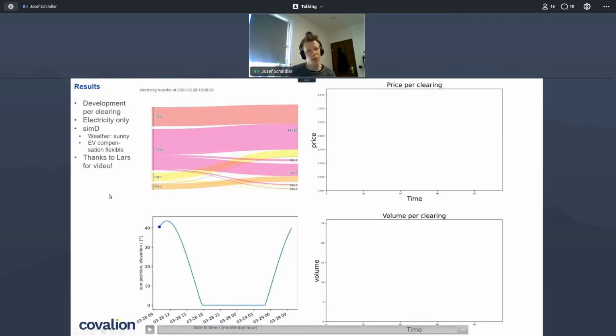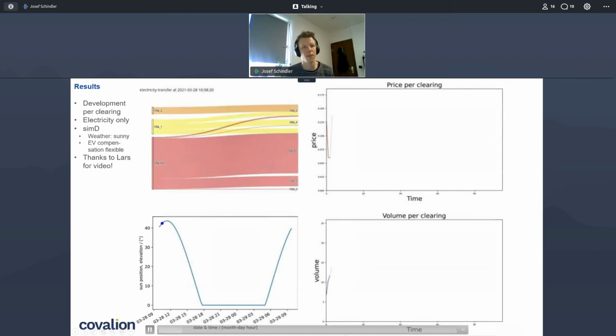Okay, after the simulation run, we have then a result. Here we have the development over the clearing times. We only consider electricity in these plots, and it is the simulation D. So we have sunny weather, and the flexible electric vehicle compensation. Thanks, Lars, for plotting this video.